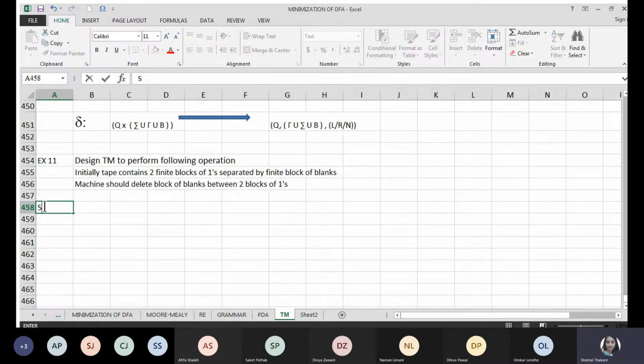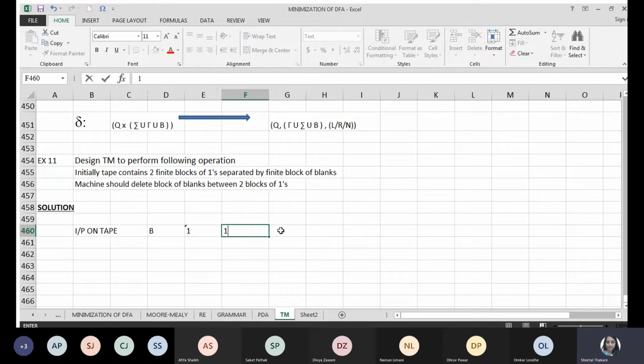So now, understanding and visual representation of this sum is important before you start with the designing part. Unless and until the operation is understood, you won't be able to design the proper Turing machine for this. So it says that initially the tape contains 2 finite blocks of ones separated by a finite block of blanks. So we will start with input on tape as always, which gives you a visual representation.